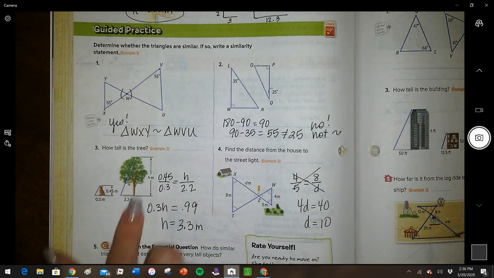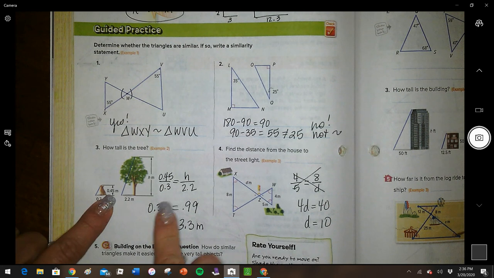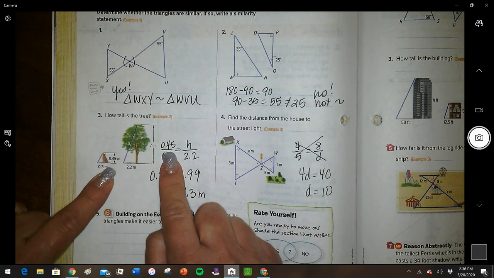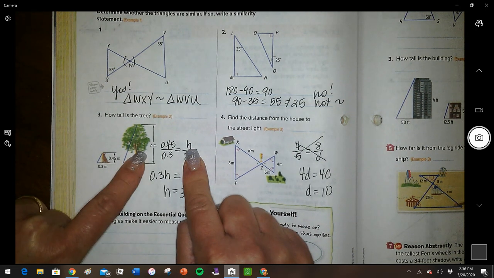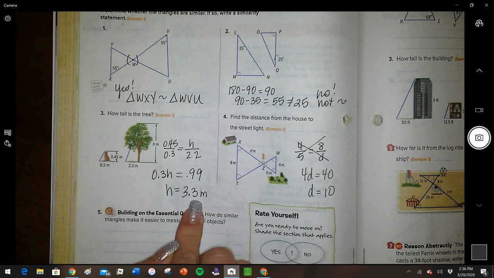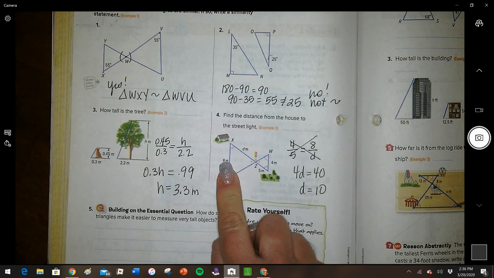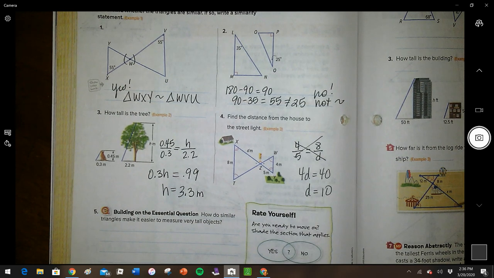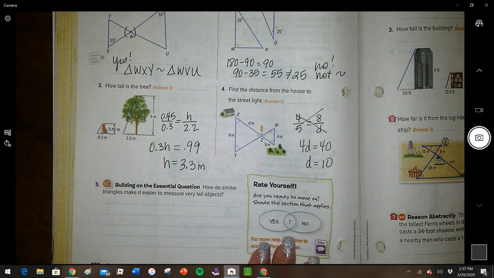And then how tall is the tree? You're just setting up a proportion. So here's my dog, I guess. I don't know, that's a dog or a kangaroo. And there's a shadow. Here's the height of the tree and its shadow. And when you do a little bit of cross multiplying, you should get 3.3. And then over here, 4 and 8 go together, 4 and 5 go together, set up a proportion, and you get a 10. So hopefully you're doing okay and you're ready to move on.